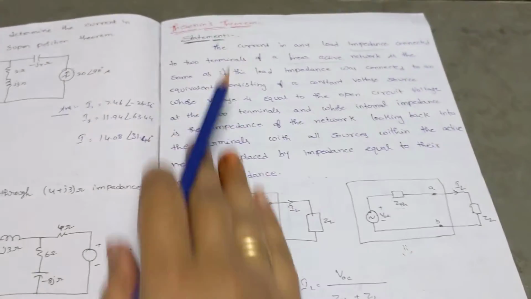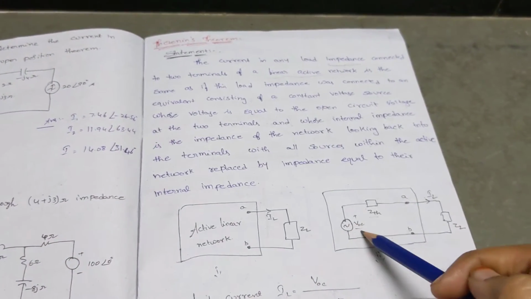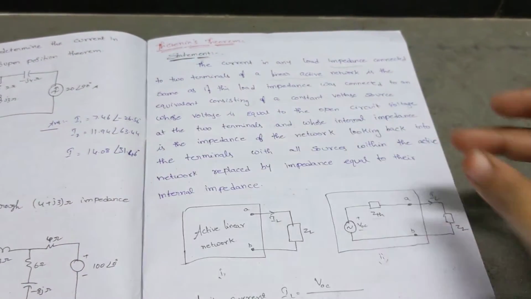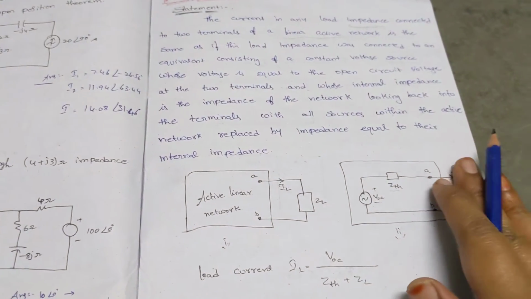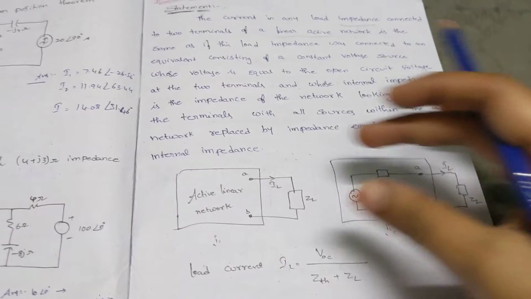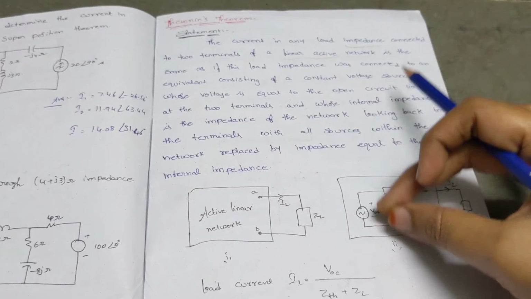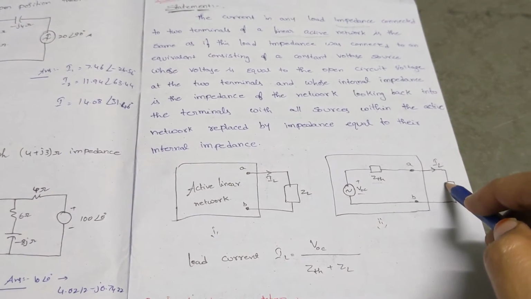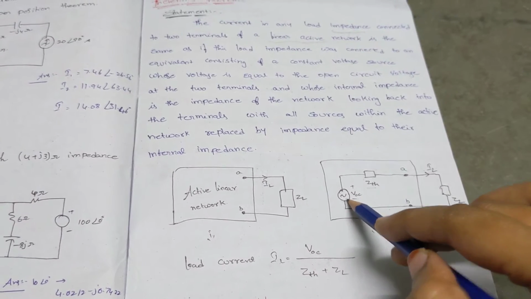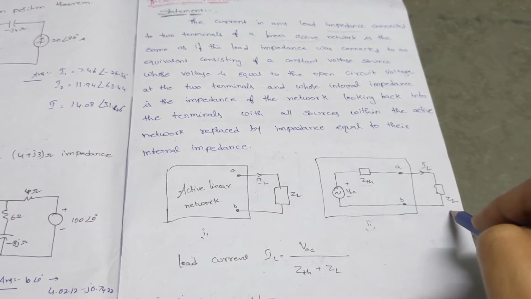So the entire active linear network is reduced into two parts, only VOC and ZTH. That element is connected across your load impedance. I am not disturbing this load impedance. As it is, these terminals are connected, but instead of considering this complex network, I reduce it to two parts, VOC and ZTH. Then it forms a single closed loop. If I am interested in the load current here, I have a voltage source and impedances, so IL equals VOC divided by ZTH plus ZL.